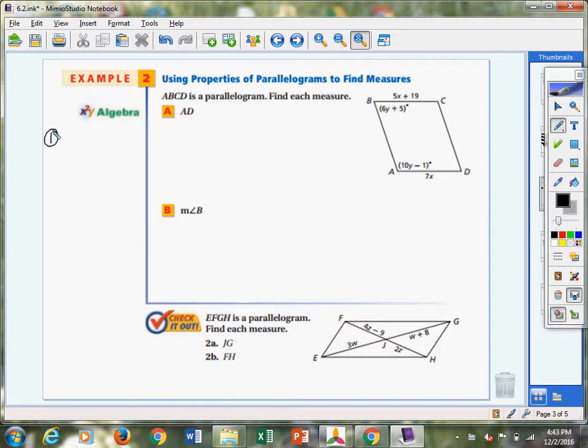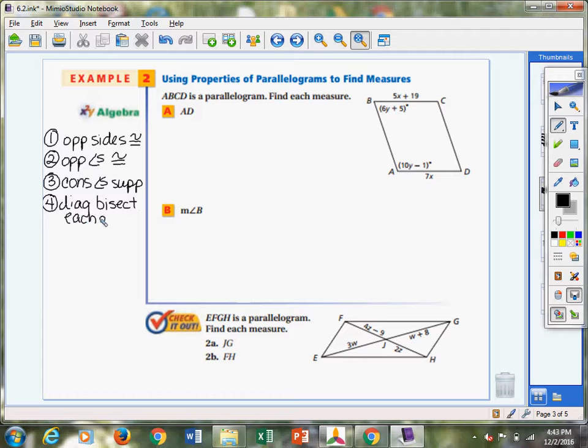All right, we know that opposite sides are congruent in a parallelogram. We know that opposite angles are congruent. We know that consecutive angles are supplementary. And then the last thing we know is that diagonals bisect each other.